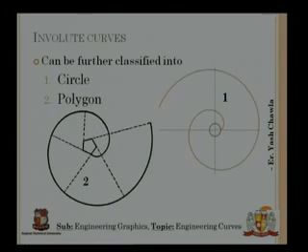Moving on to involutes. To understand an involute, take a cylinder, say a simple rod, and wind a string around it. I am winding or unwinding a string around it.